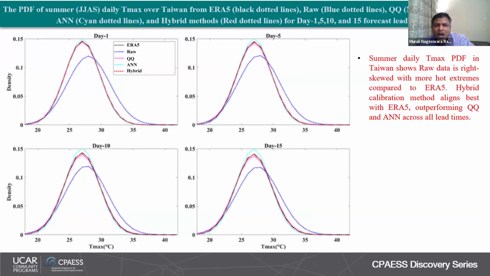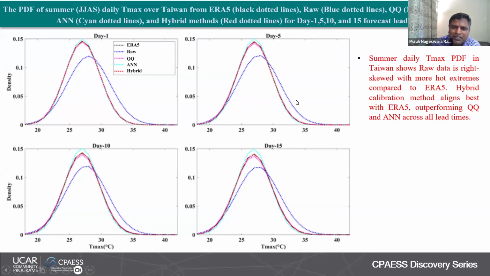We have also seen how the probability distribution, the PDF, looks in the raw model and observation, and how it is corrected by the calibration methods. Here it is depicted. The blue color is the raw model product, the black one is the observation, and the pink one is Quantile-Mapping. The green color is the ANN deep learning, and the red one is the hybrid method. You can see all the forecast lead time cases.